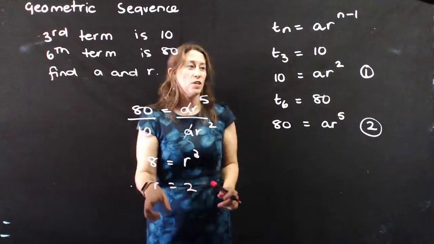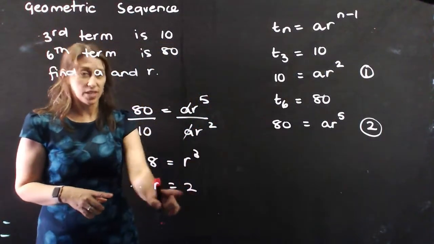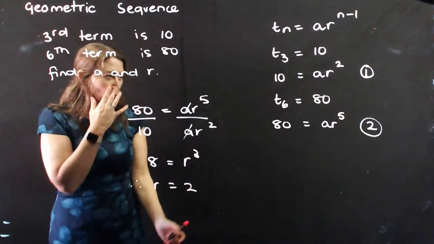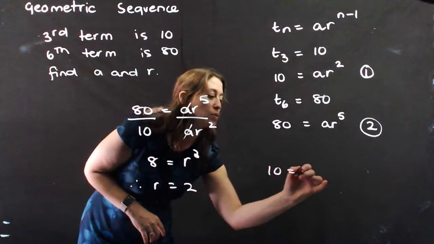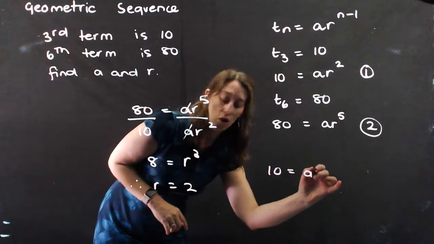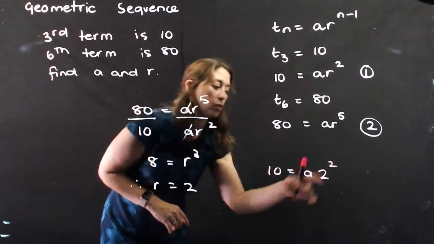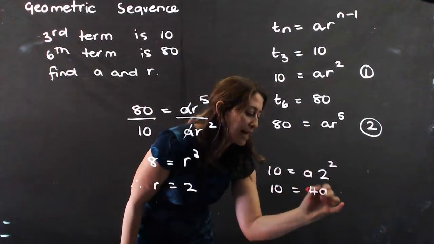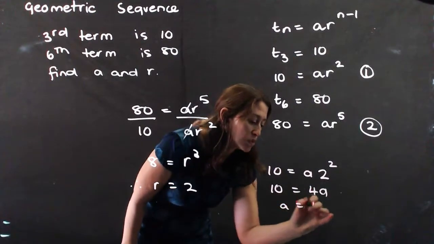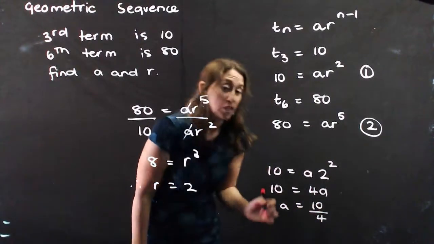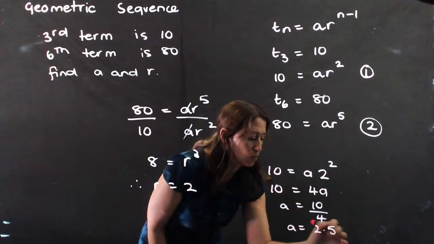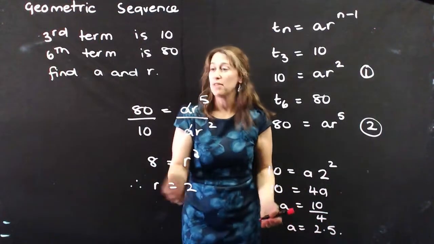Now we've got to find the first term, so we do that by substituting this into one of these equations here. So let's just pick the first equation, and we go 10 equals A times 2 to the power 2. Well, 2 to the power 2 is 4, so we get 10 equals 4A. So therefore, A equals 10 divided by 4, which is 5 over 2, or 2.5. We've now found the first term and the common ratio.